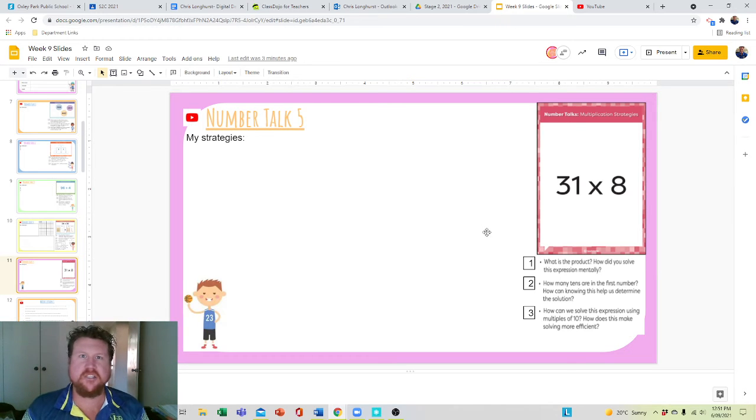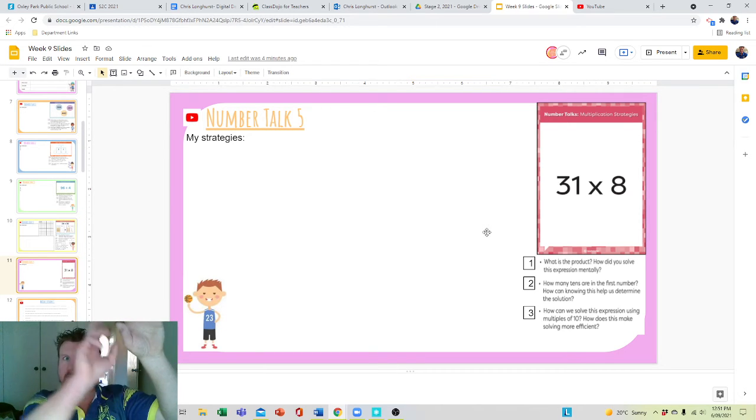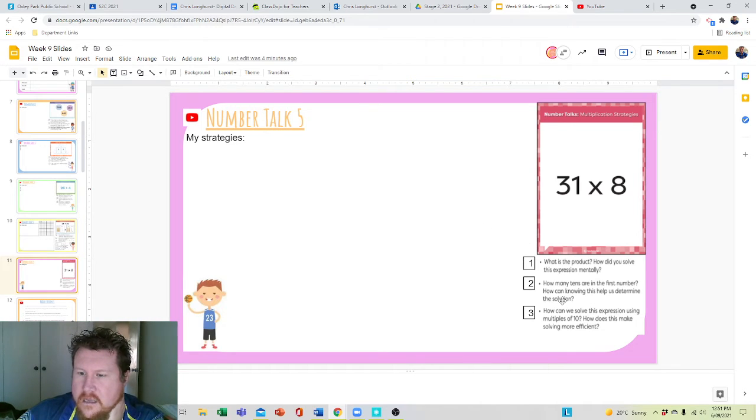So what would I say? I used split strategy and broke the numbers down. Got 30 multiplied by 8 and 1 multiplied by 8. And I broke the 30 down into 3 times 8 times 10. How many tens are in the first number? Okay, that's obvious. How can knowing this help us determine the solution?